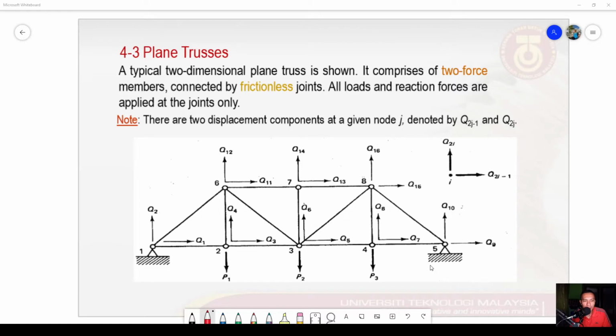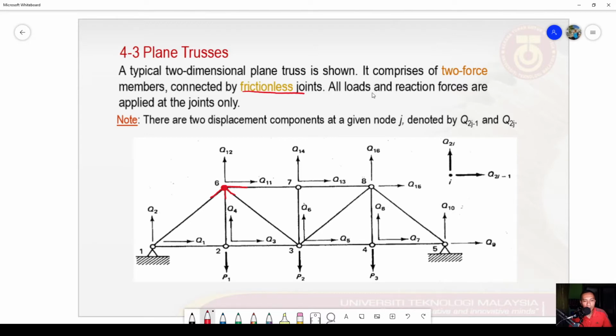Now let's look at the plane trusses model as shown in these figures. These plane trusses actually comprise two-force members which are interconnected at their frictionless joints. So now if we take this example, the joint that connects all the slender members here is assumed as a frictionless joint. That means they are rigidly connected at each node or nodal point.